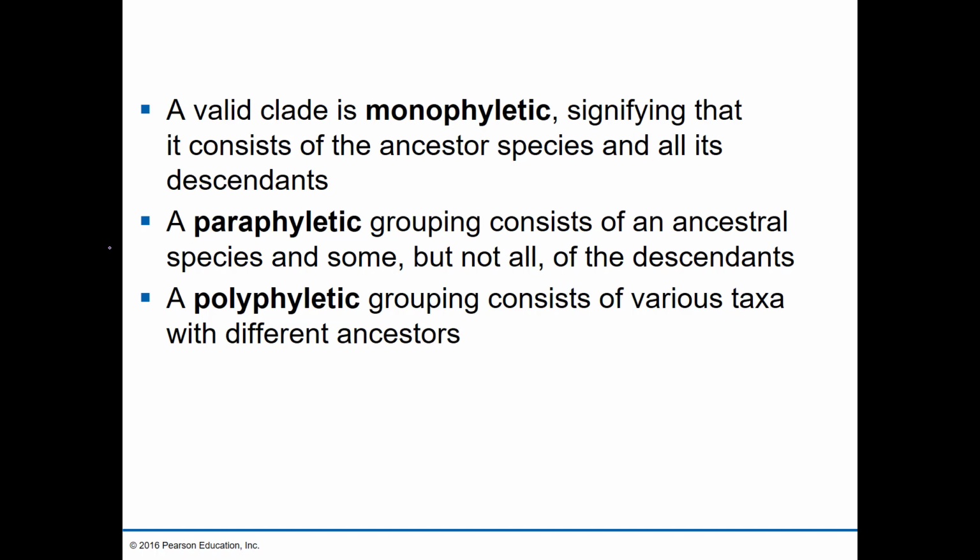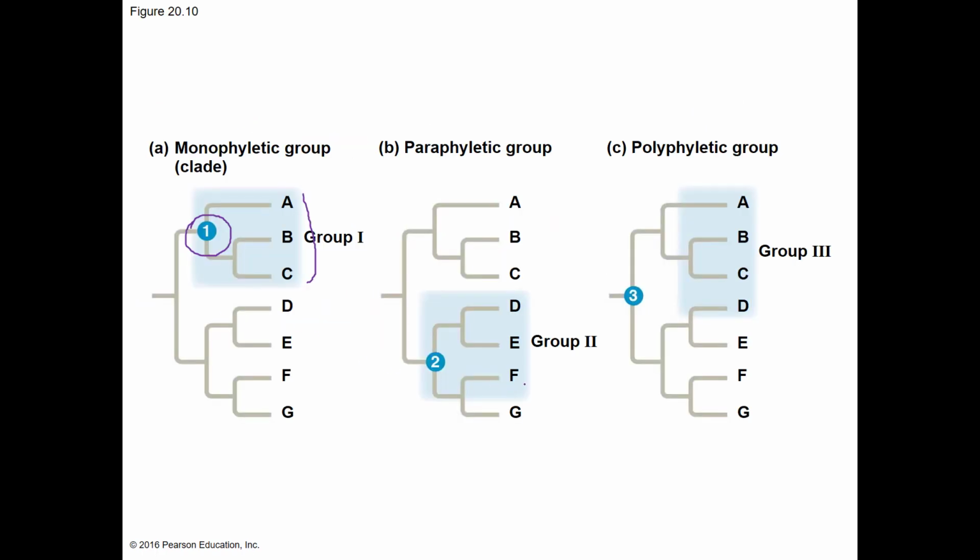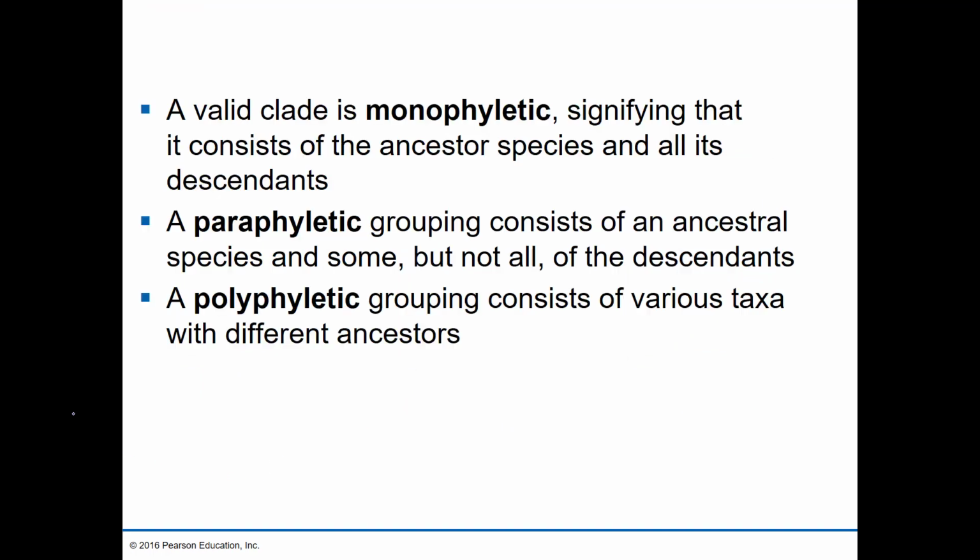Paraphyletic clades or groupings consist of an ancestral species and some, but not all, of its descendants. So here we're looking at D, E, and F, and we left G out. So we're looking at some, but not all. And the common ancestor here is 2, where we've gone back a little further. Clades can include smaller clades, right? So right here is for sure a smaller clade within this larger clade.